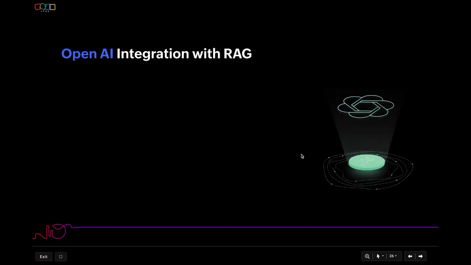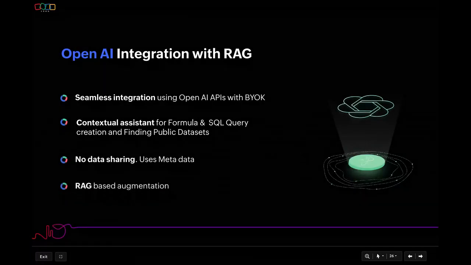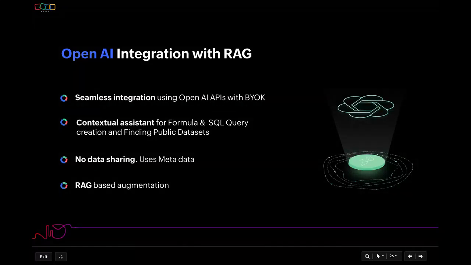So the last enhancement is with the integration of OpenAI. We already introduced this in the beta mode during 2023. This integration allows customers to leverage the OpenAI capabilities within the BI engine for tasks like formula creation, SQL query generation, and finding public datasets. We have improved this integration to enhance the accuracy of outputs and reduce hallucinations, moving it from beta to generally available.